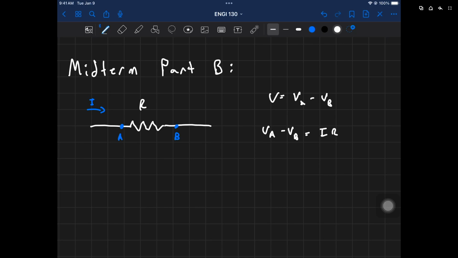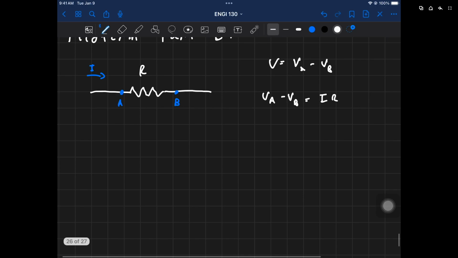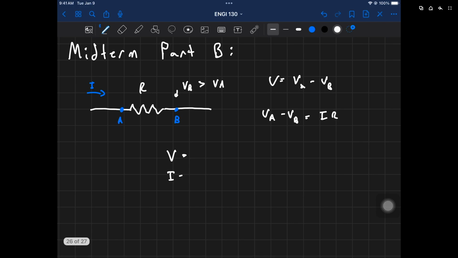So this is just an example of how Ohm's law is used. Now if we find that actually VB is greater than VA, V would be negative, and so would I. Thus, if I was negative, it would actually flow the other way. And that is the conventional way of how we would use Ohm's law and how nodes or points are used.